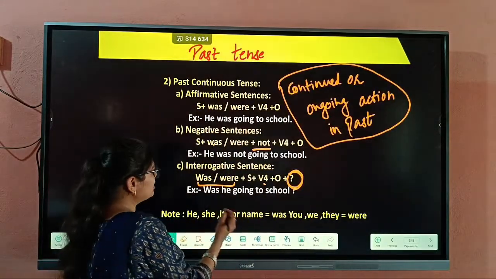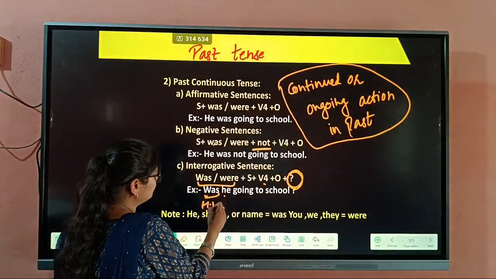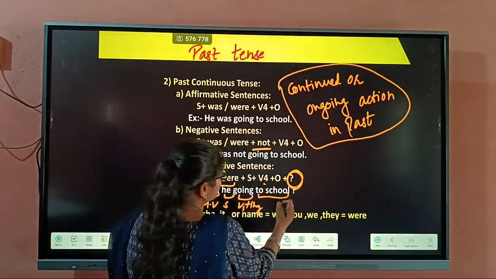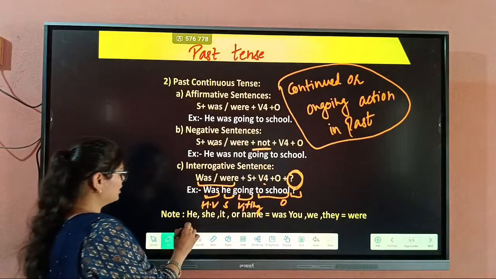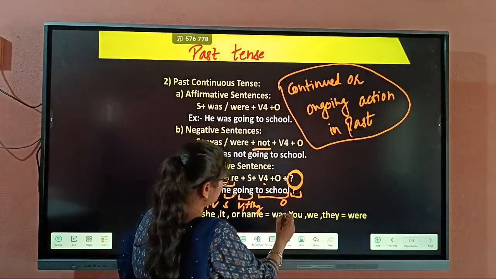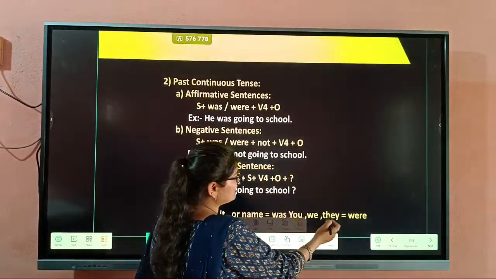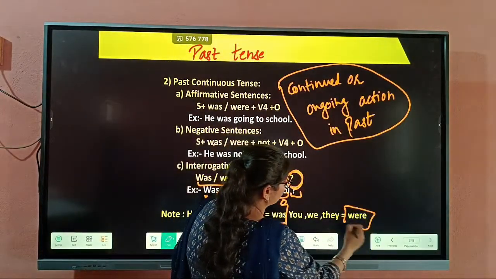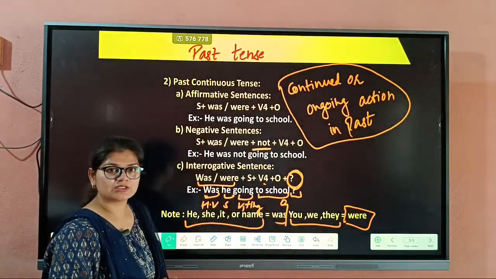Okay. Example: was he going to school? You know, helping verb, subject, verb's first form plus ing plus object, and this is the question mark. Clear? Note: he, she, it or a name, we always use was. Okay, students. In the next line, you, we, they, we always use were. Singular, plural. Clear, students?